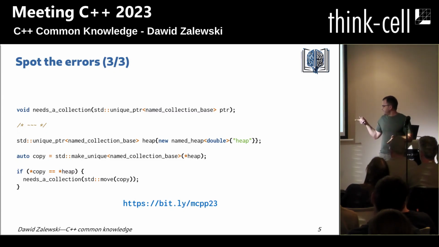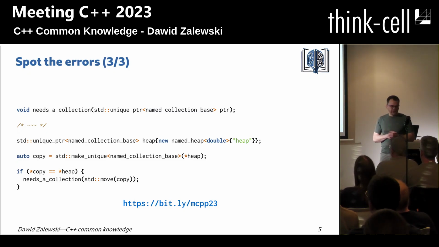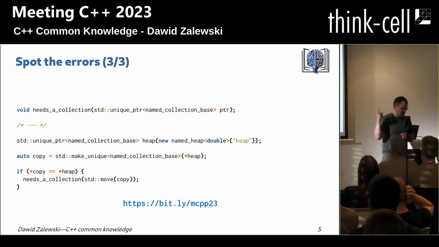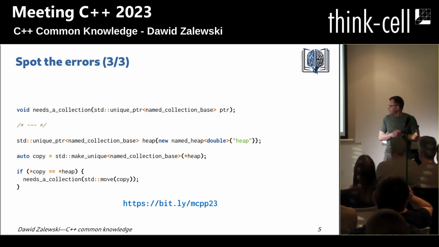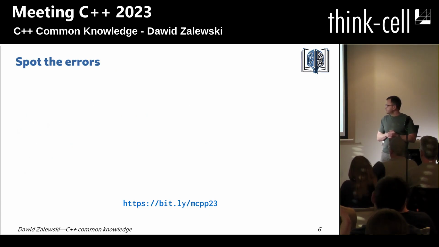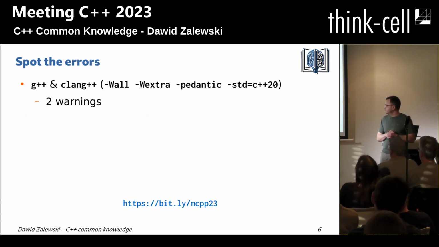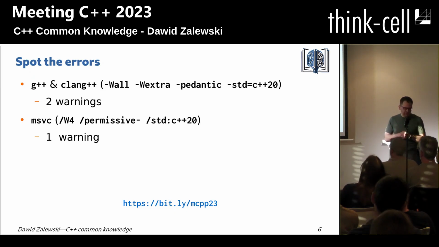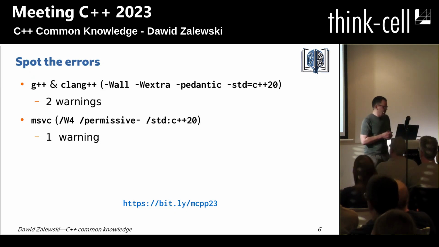If it's OK, I call the function needs a collection. Surprisingly, this code compiles. It builds, at least if you are compiling with C++20 or maybe 23 even, I think you need it for one feature. And it builds without any errors. There are not that many warnings triggered, and you might miss them. Not very important warnings. Clang and GCC show you 2 warnings. MSVC shows 1, and that's all.